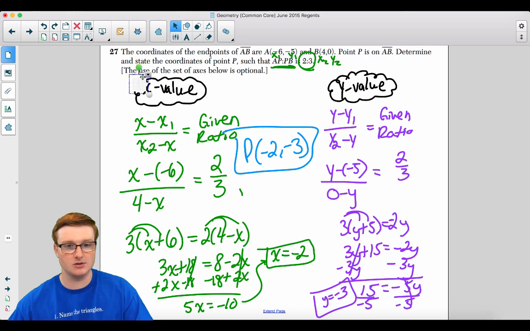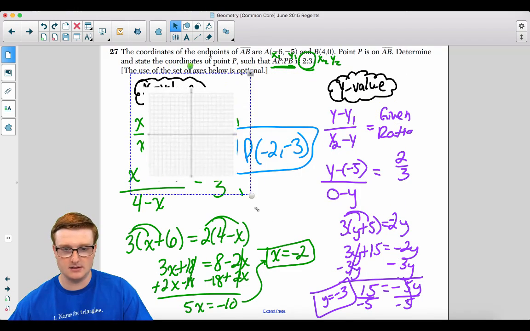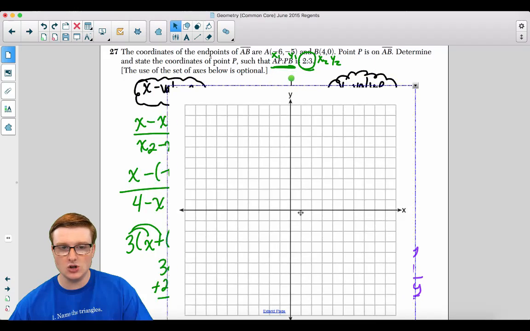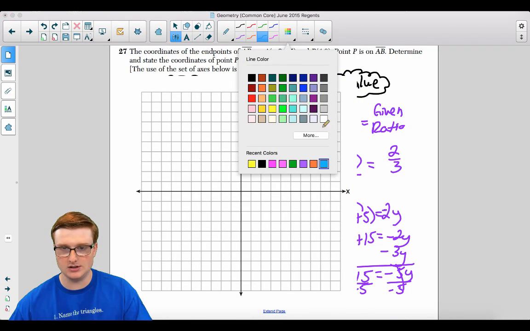That looks really gross. Hold on 1 second, folks. I don't know why it's doing that. Okay, so here's my graph. I'm actually going to take a white pen real quick and just white out that side over there.